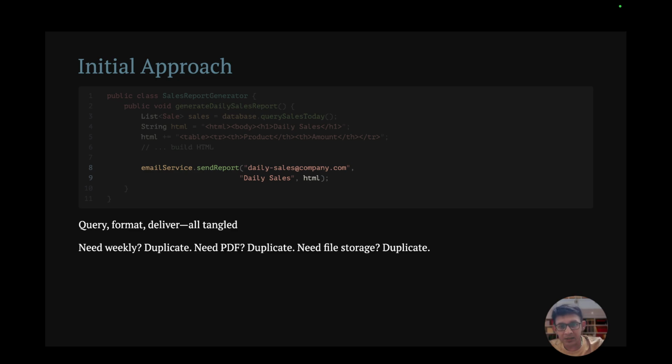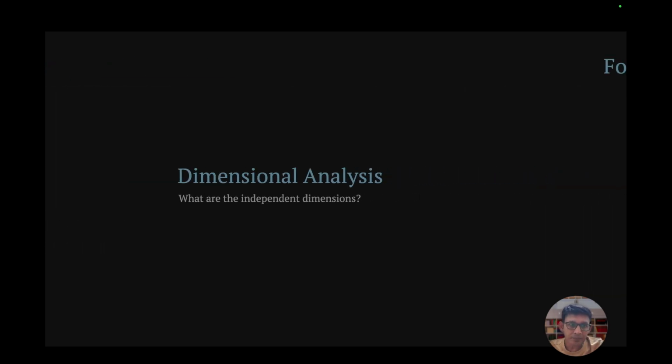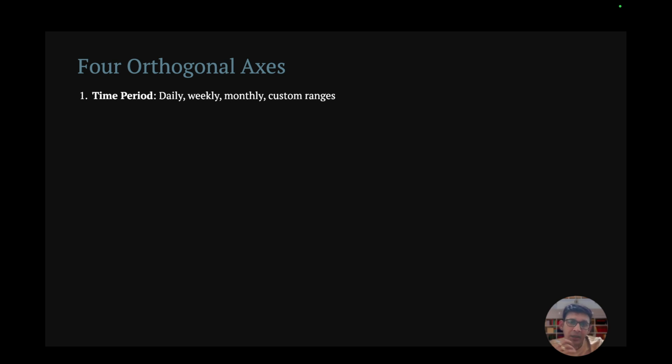Now, we'll go back and ask the same question that we've asked in our previous example. What are the independent dimensions over here? Here again, there are four different dimensions. You have time period, which can be daily, weekly, monthly, or custom ranges. This doesn't depend on format or delivery. The concept of weekly is the same whether you're generating HTML or PDF.